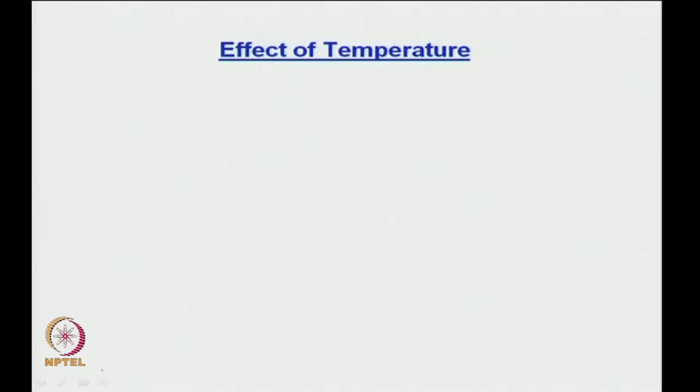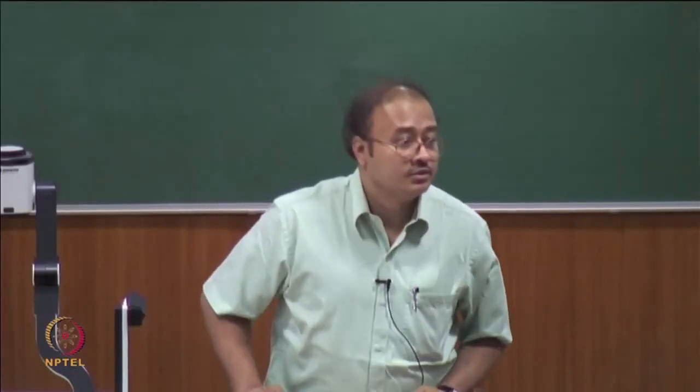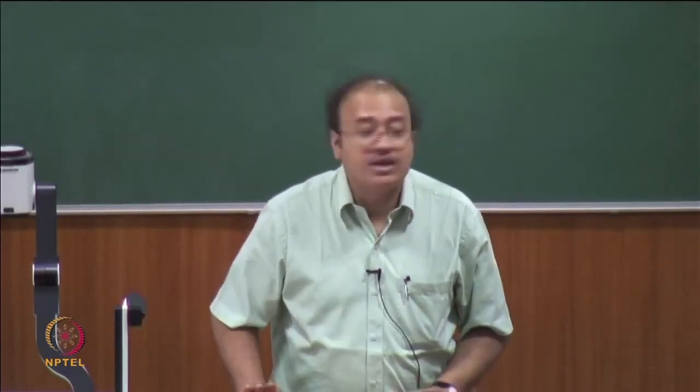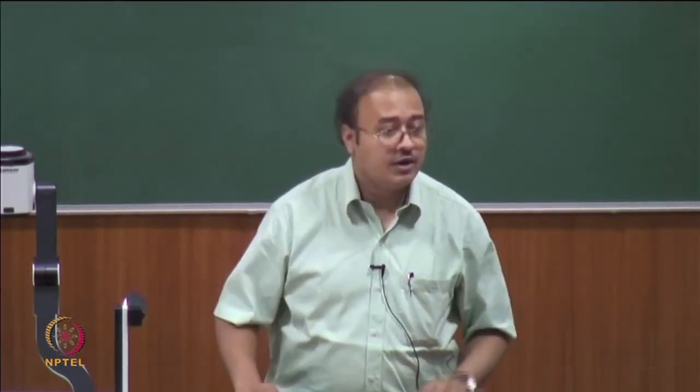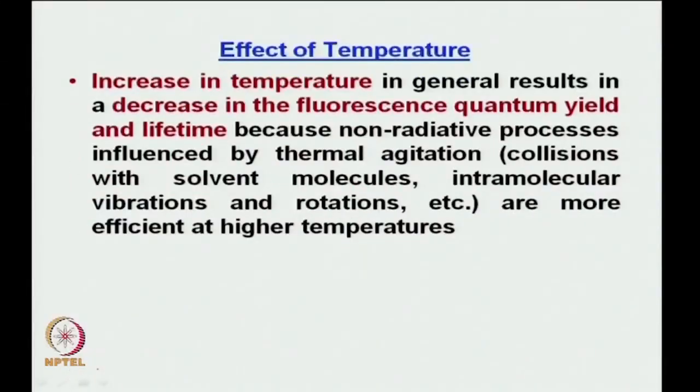The next one is the effect of temperature. Now, what do you think the effect of temperature would be? Would it increase the fluorescence quantum yield or decrease it? It would decrease it. Why? Because with temperature, your collision frequency would increase, right? That's exactly what happens. So, an increase in temperature in general results in a decrease in the fluorescence quantum yield and lifetime, because non-radiative processes influenced by thermal agitation, which are collisions with other molecules, intramolecular vibrations and rotations, are more efficient at high temperatures, right?